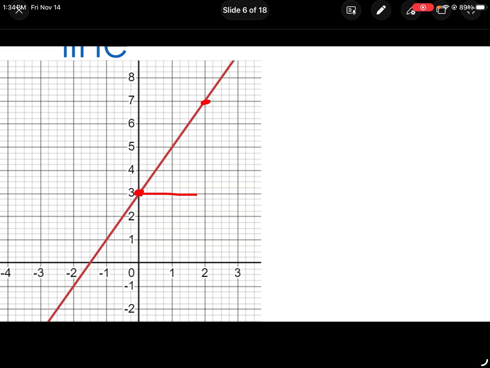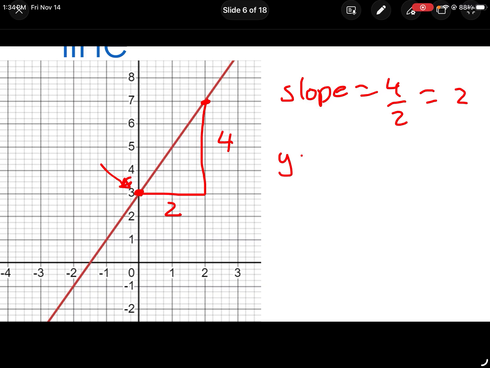We find the slope by drawing a line. Again, look at the axis. What's happened on the bottom? It went across 2. What happened from 3 to 7? It went up 4. So my slope is 4 divided by 2, which is 2. My y-intercept, where does it cross the y-axis? Well, it's right here, isn't it? It's at 3. So my y-intercept is 3. And so the equation of my line is y equals slope times x, so 2x plus 3.